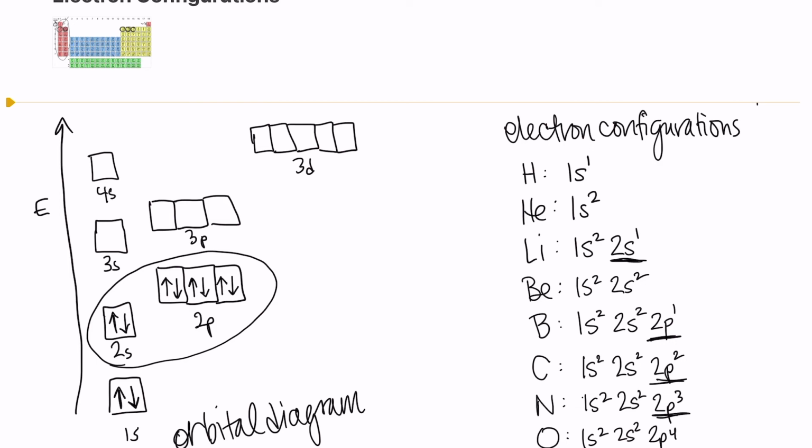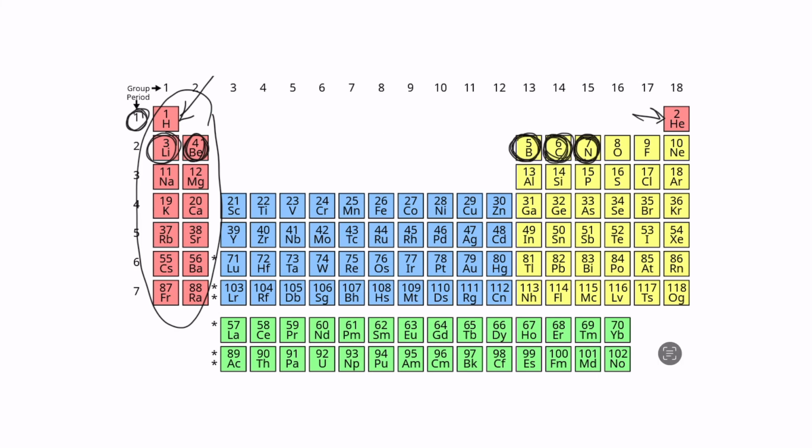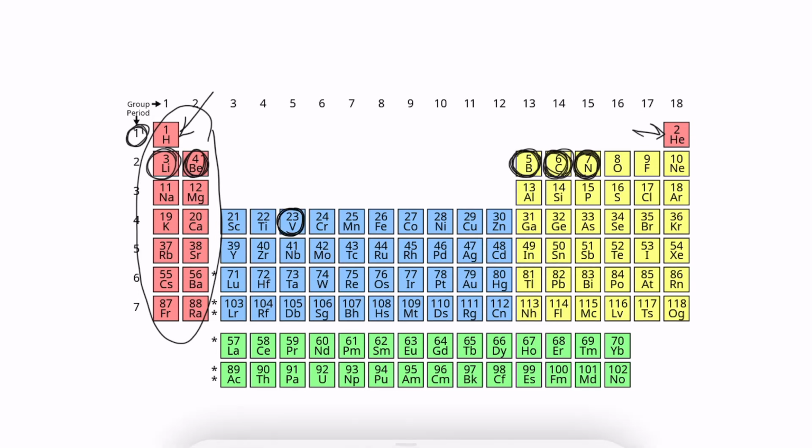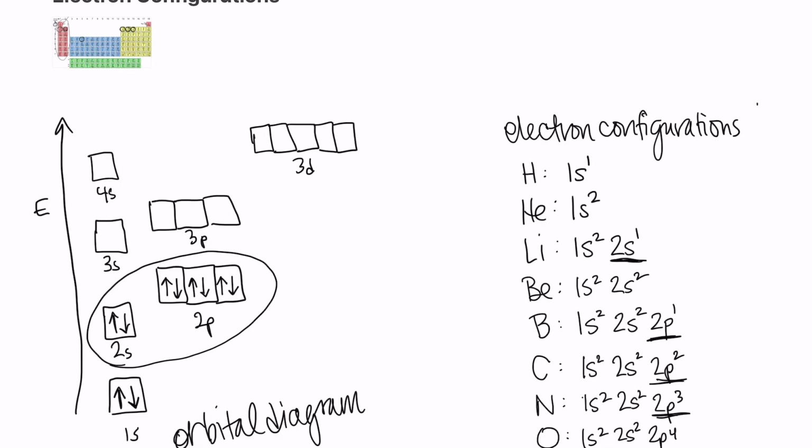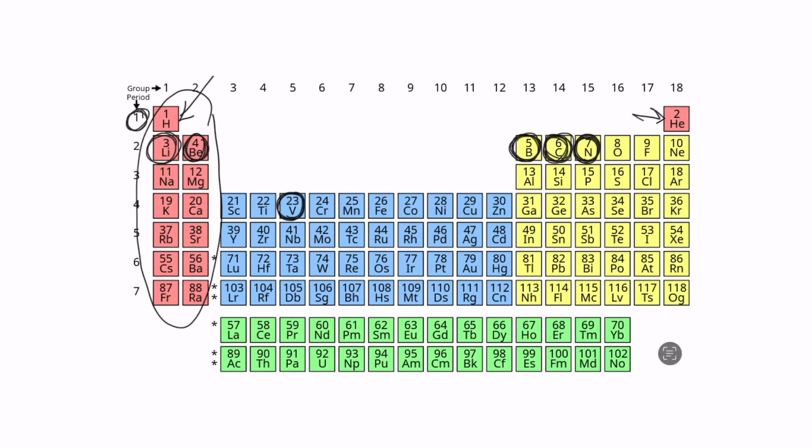There's one additional thing that I want to point out. We only did up through the second period here, but let's say I wanted to do something like vanadium. Vanadium's my favorite element. Vanadium here is in the D block. And if we go back to our energy levels, you might notice here that 4s is actually lower in energy than 3d. And this is reflected on the periodic table.